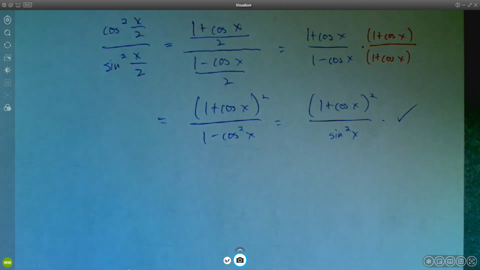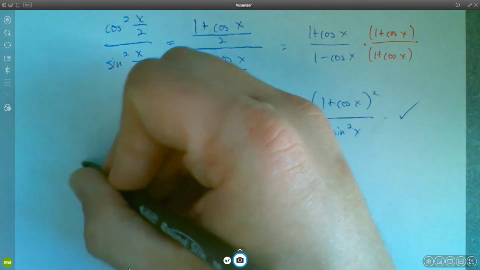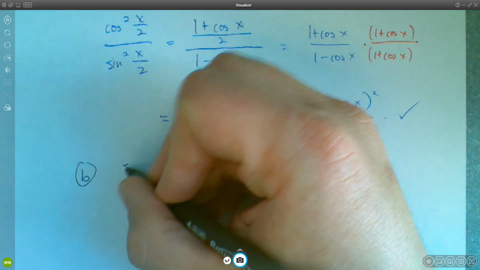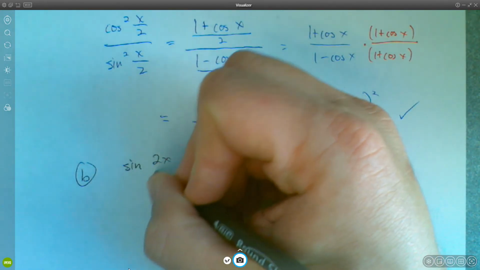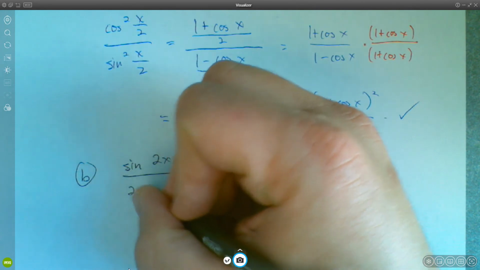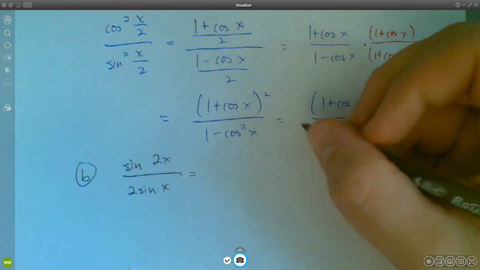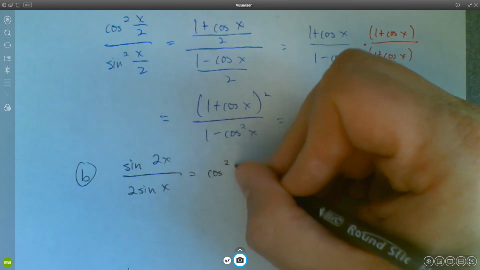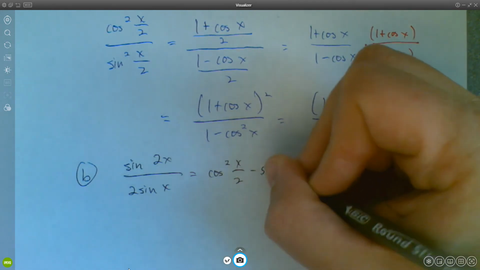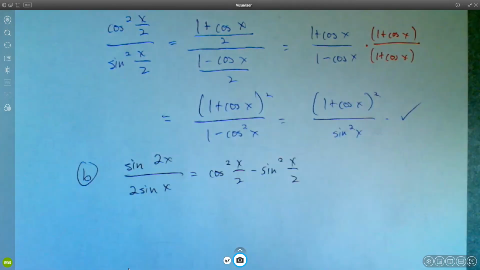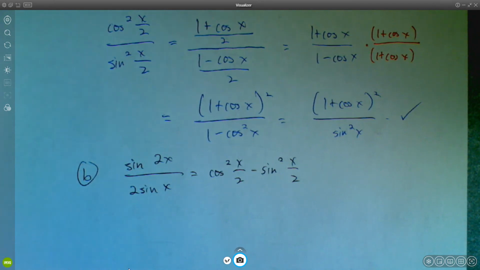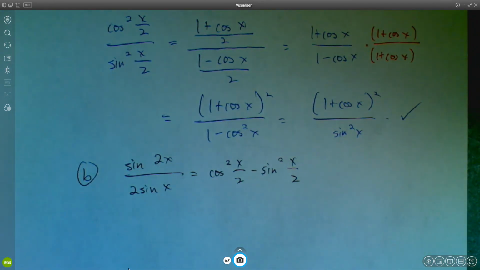Very nice. Okay, I like it. Here's another one. Let's verify sine 2x over 2 sine x, that one simplifies nice, equals cosine squared x over 2 minus sine squared x over 2. That simplifies nice as well, I think. Give the video a pause, see if you can do it. Okay, here I go.